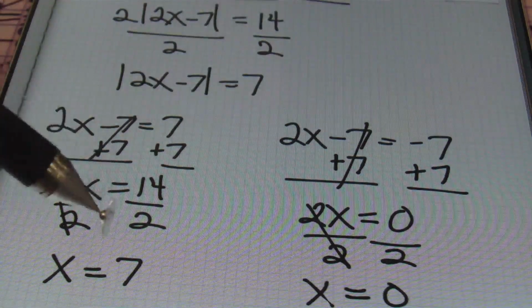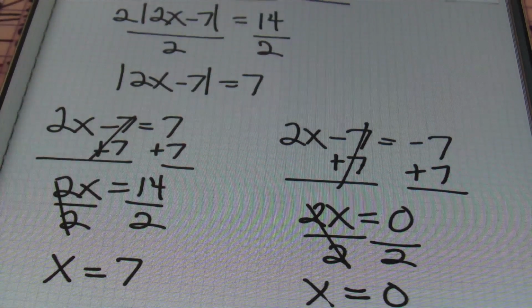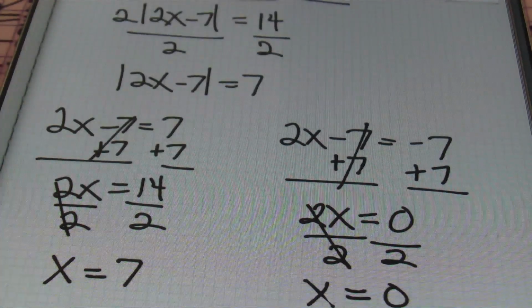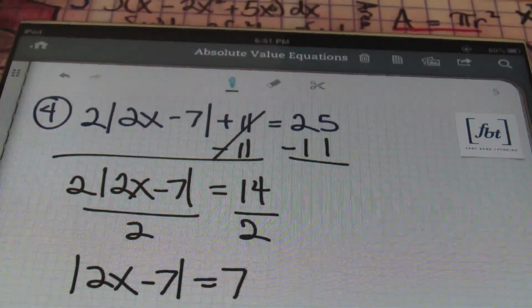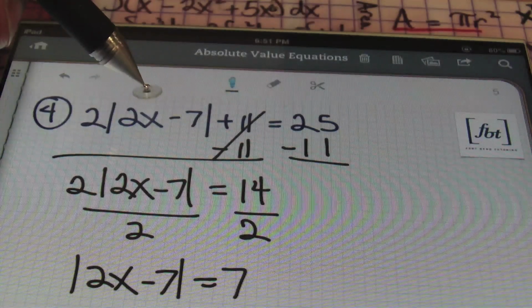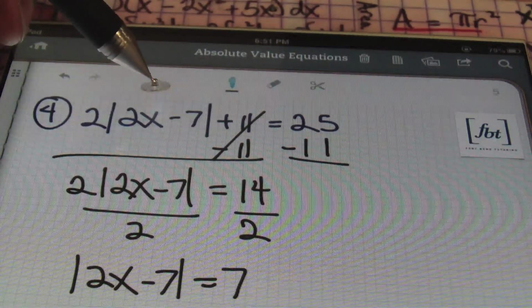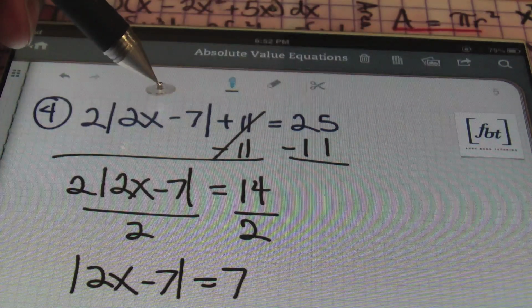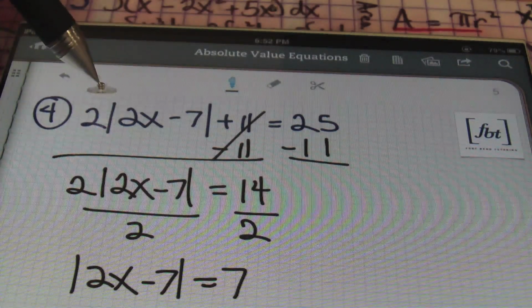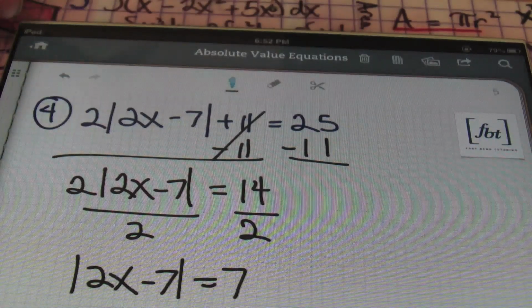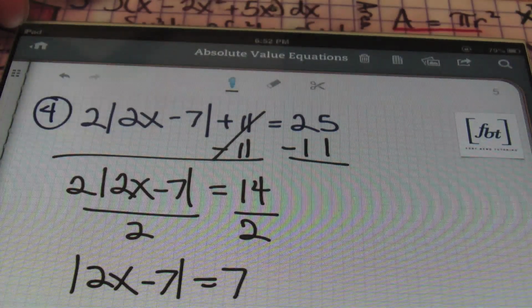Now let's go ahead and check these results to see if they'll work in the original problem. So we have 0 and 7 as possible solutions. Trying out 0, we'll have 2 times 0, which is 0, minus 7 gives us an absolute value of negative 7. The absolute value of negative 7 is 7, and then 2 times 7 is 14. 14 plus 11 does equal 25. So we know that 0 works out just fine.